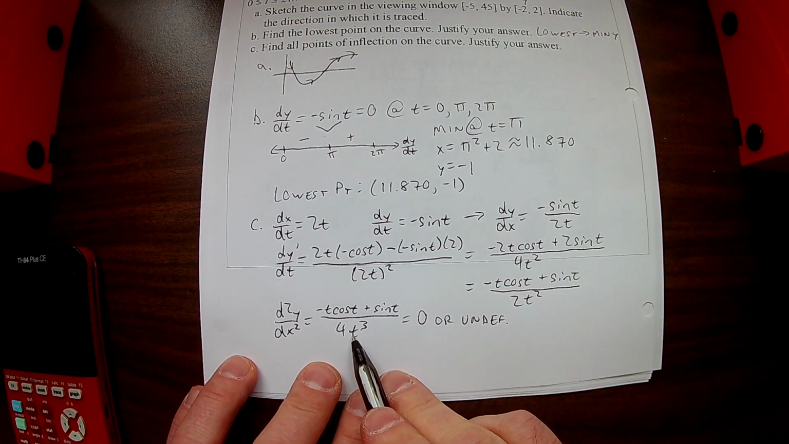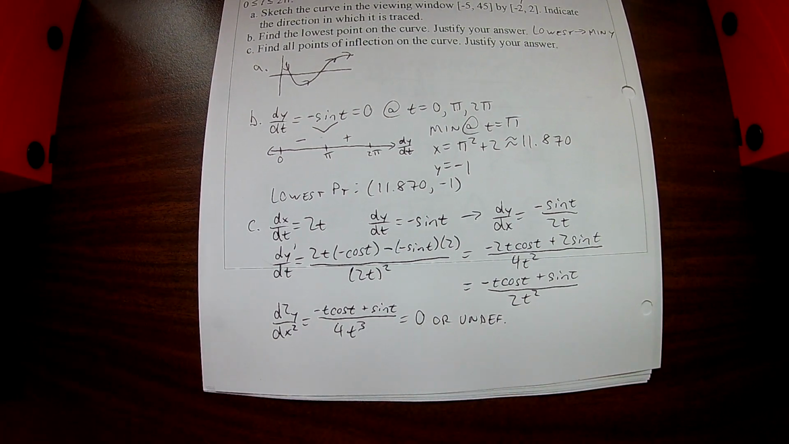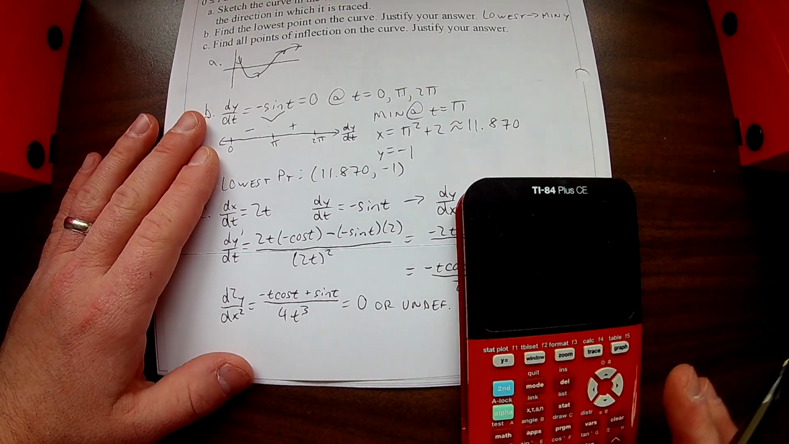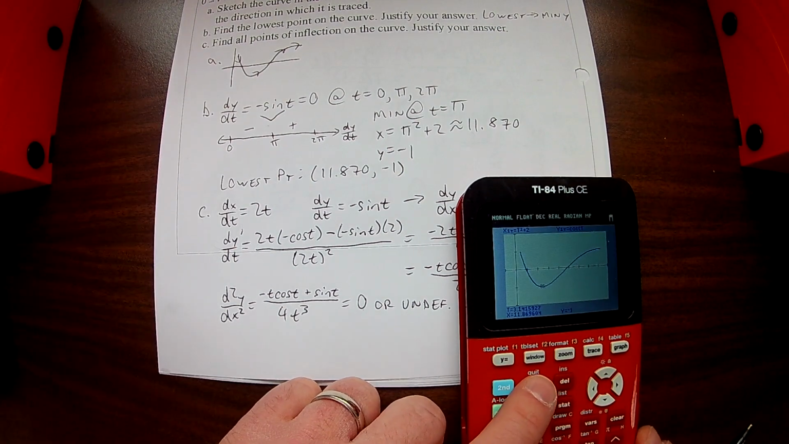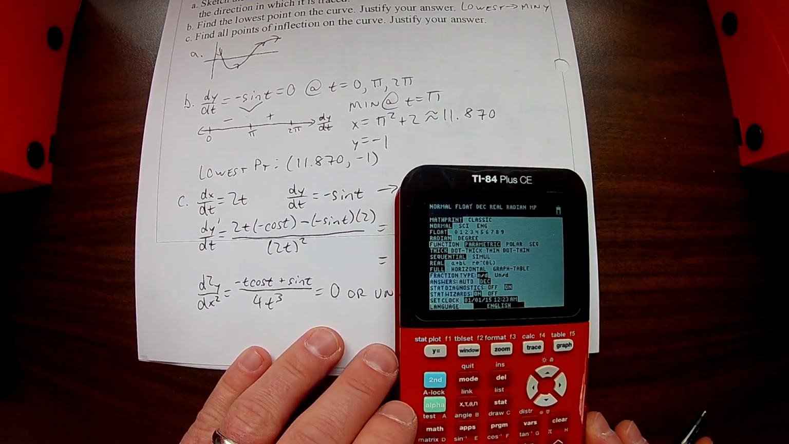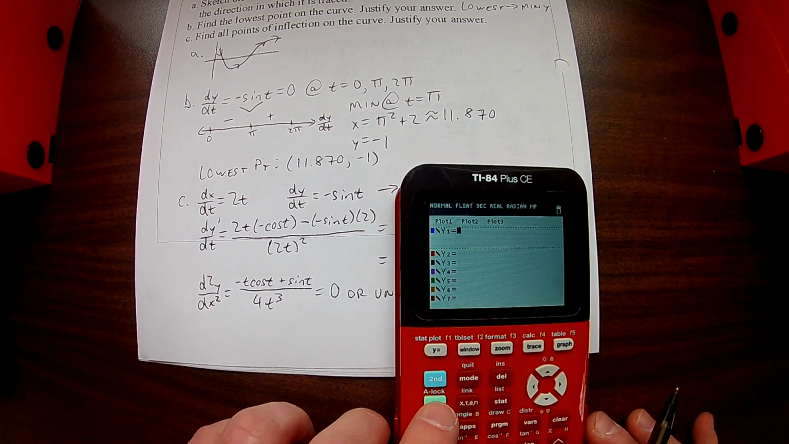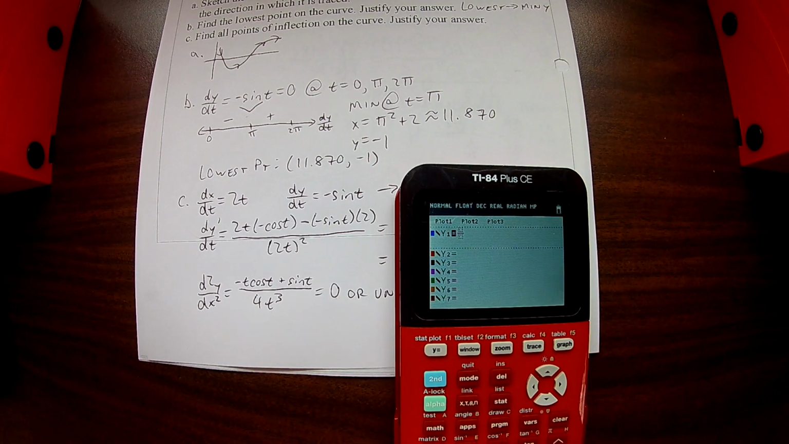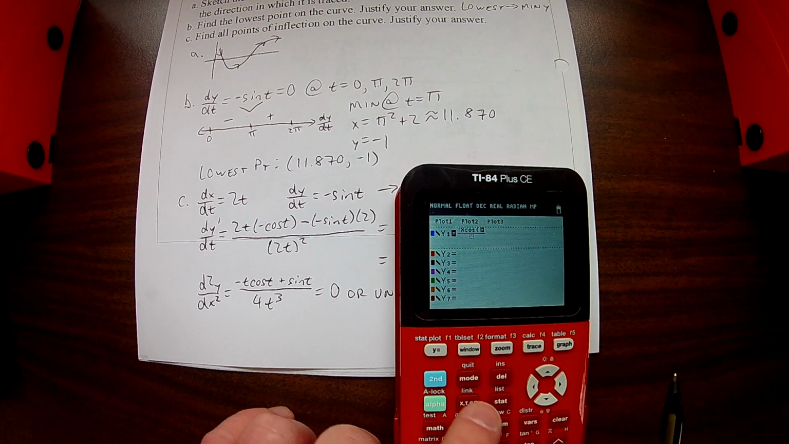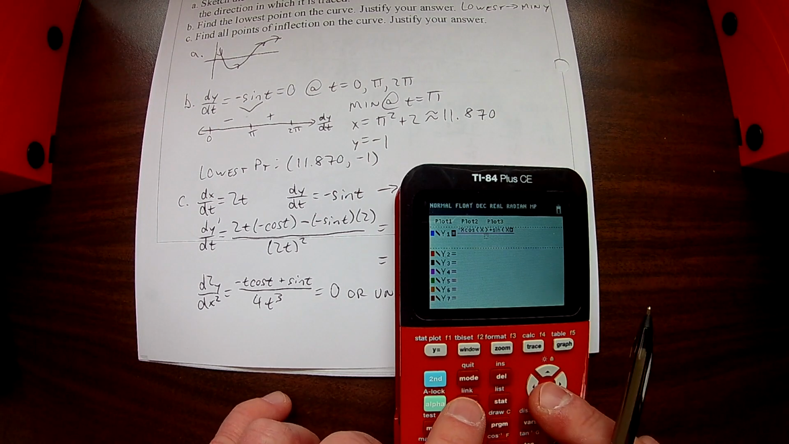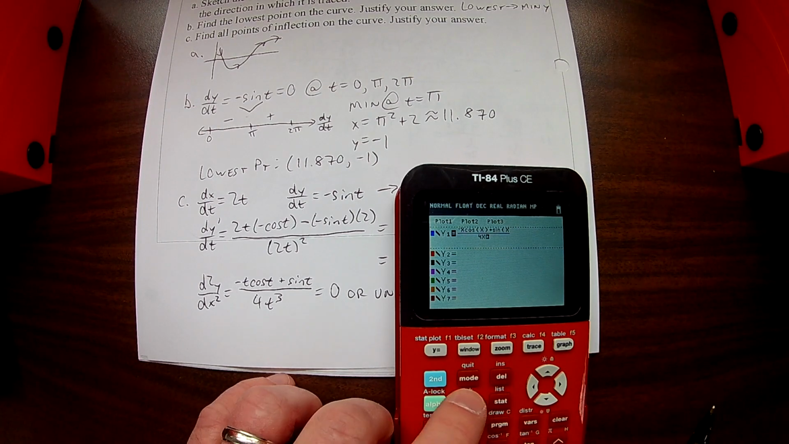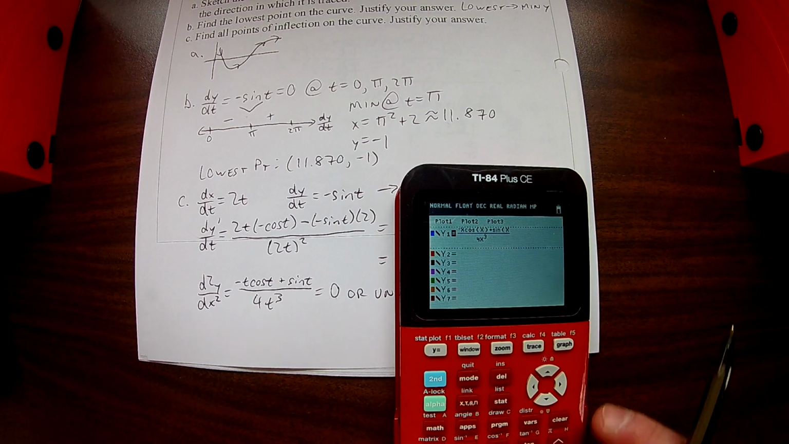Well, it's very easily undefined at t equals 0. In order to find out where it's 0 and to find the point of inflection, here's a nice little strategy for you guys. I'm going to take my calculator, put it back into function mode, and plug this into my calculator. Alpha y equals fraction, negative t, it's an x in case you can't read that, cosine of t plus sine of t all over 4t cubed.